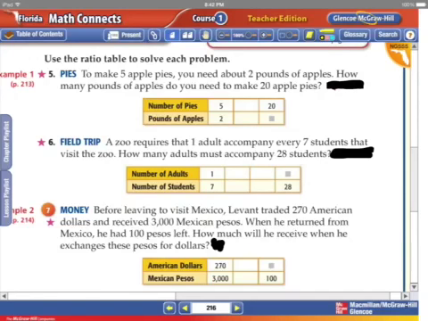Alright, for our classwork and homework problems, we're going to look at number 7 off of page 216. Now, this problem: before leaving to visit Mexico, Levant traded 270 American dollars and received 3,000 pesos. When he returned from Mexico, he had 100 pesos left. How much will he receive when he exchanges those pesos for dollars? So, here's the beginning. He traded 270 US dollars and he had 3,000 pesos.